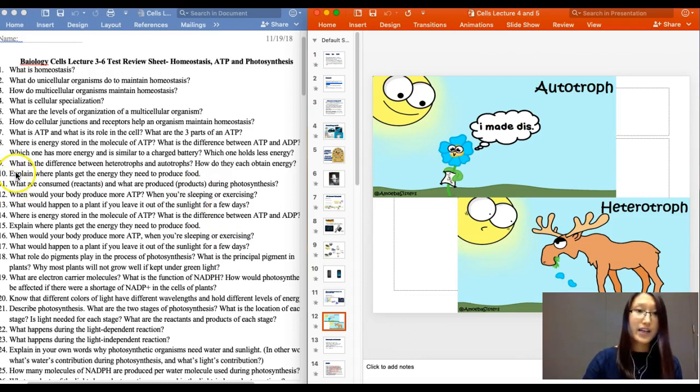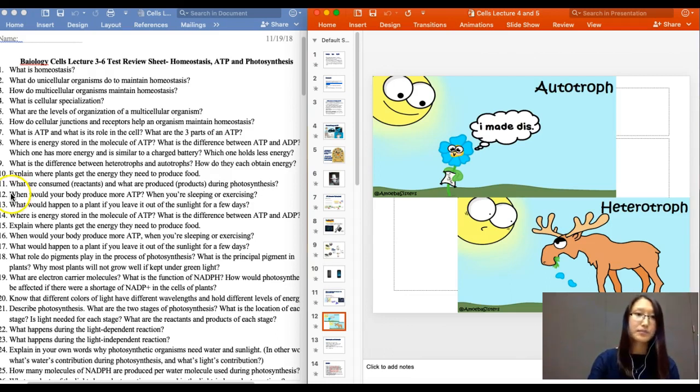The next question is, explain where plants get the energy they need to produce food. Sunlight, of course. Remember from today's class, light comes into photosystem 2, electrons get excited. So the sunlight that comes into photosystem 2, to the plant, is used, and that energy is transformed into the energy in the electrons, okay? But in the end, plants get energy from sunlight. Obviously, sunlight has a lot of energy. It's not the heat. The heat is a different type of energy. It's a chemical energy.